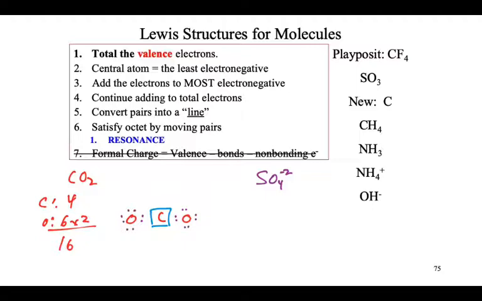Everywhere there's a pair of electrons between atoms, I can turn into a line to represent a bond. Does every atom have an octet? No, so what do I need to do? I need to move a pair of electrons from an oxygen to make a double bond. So there we go. I'm going to make a double bond right there, yeah? So far, so good? There's 6 electrons now around the carbon. How many does it need? 8. So what am I going to do?